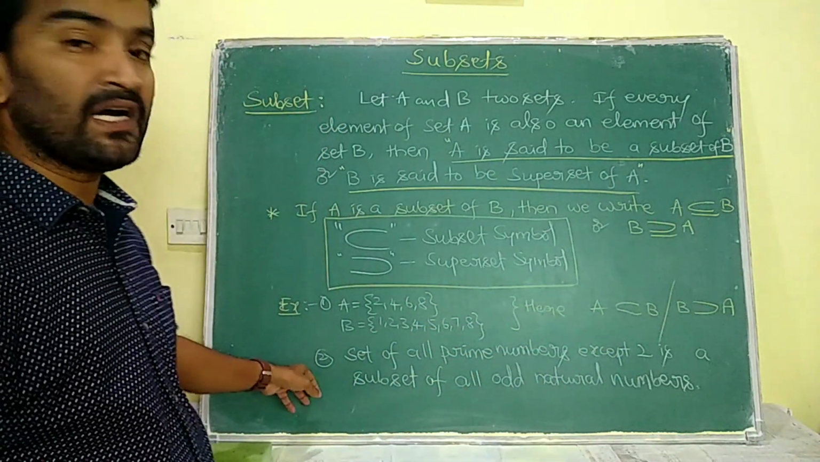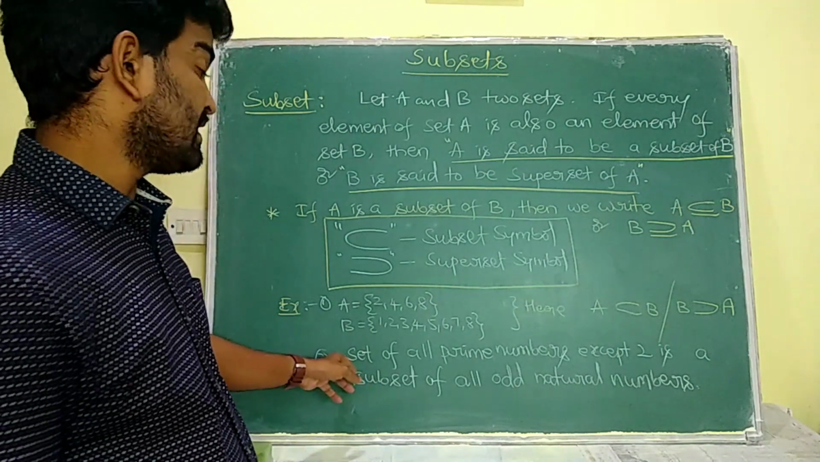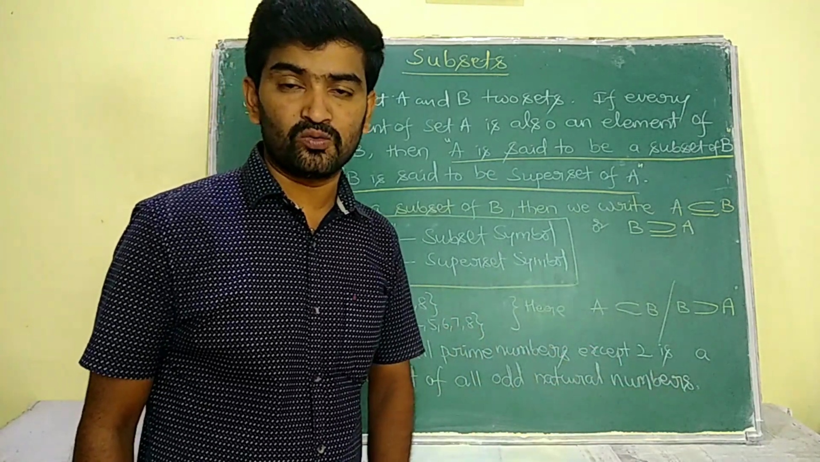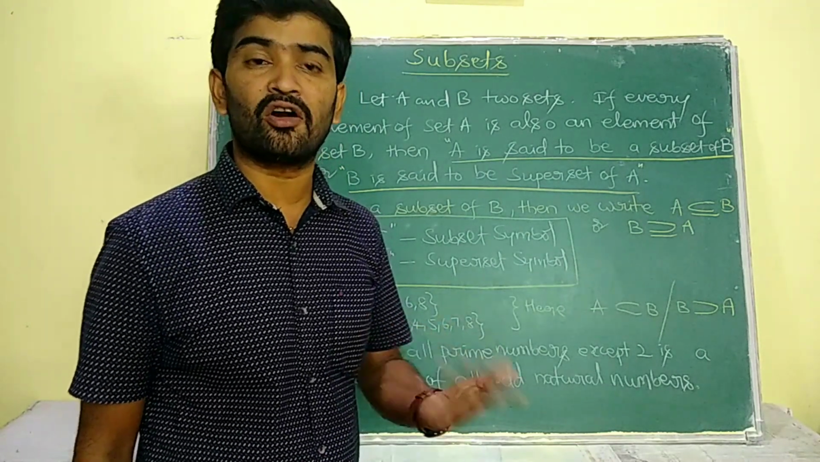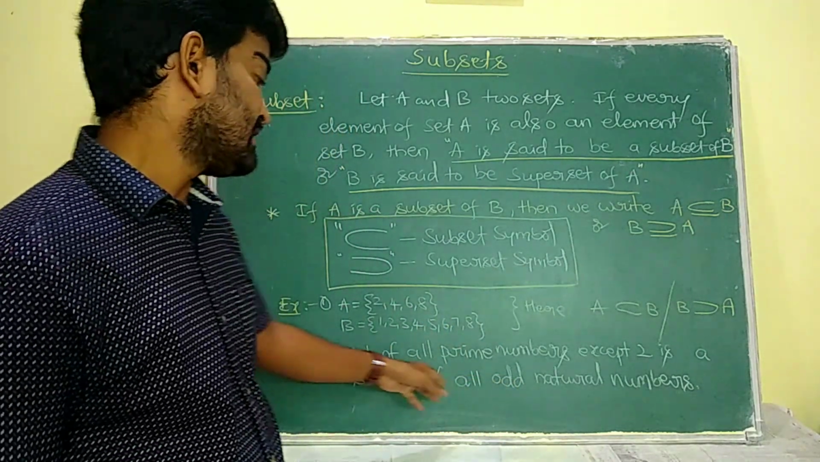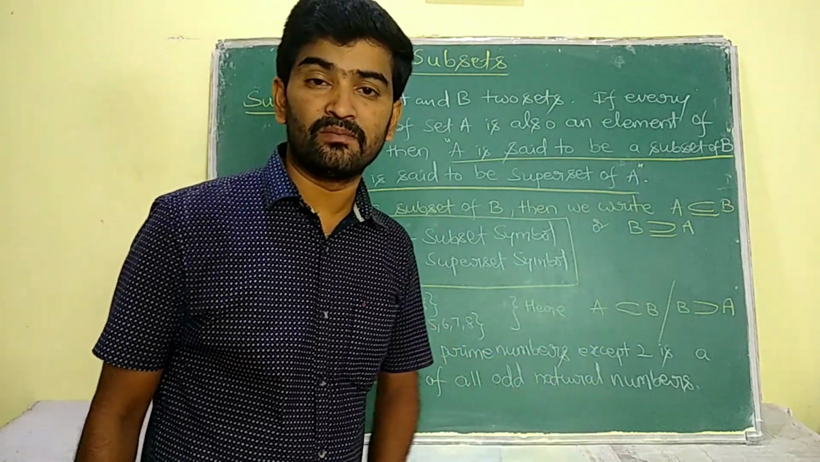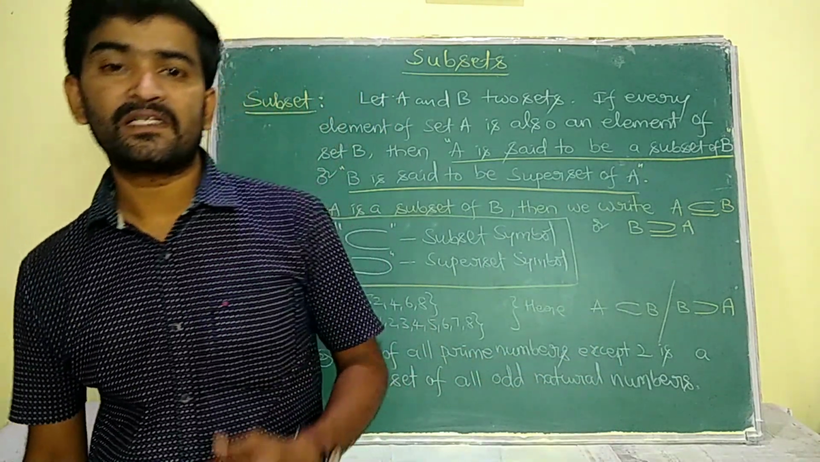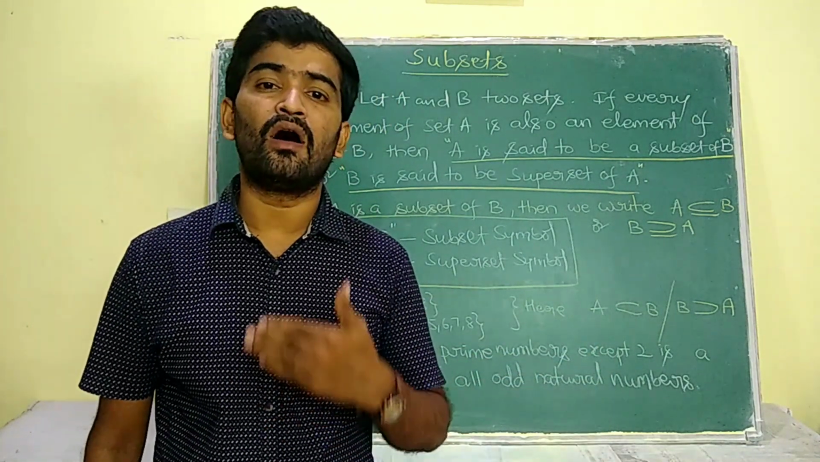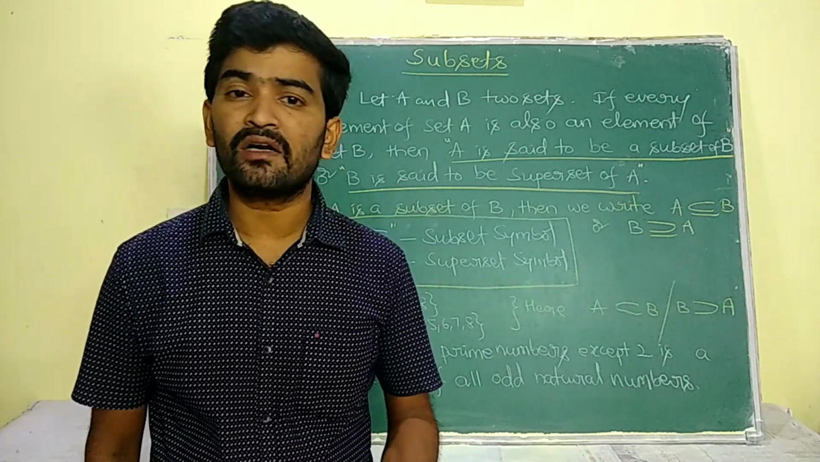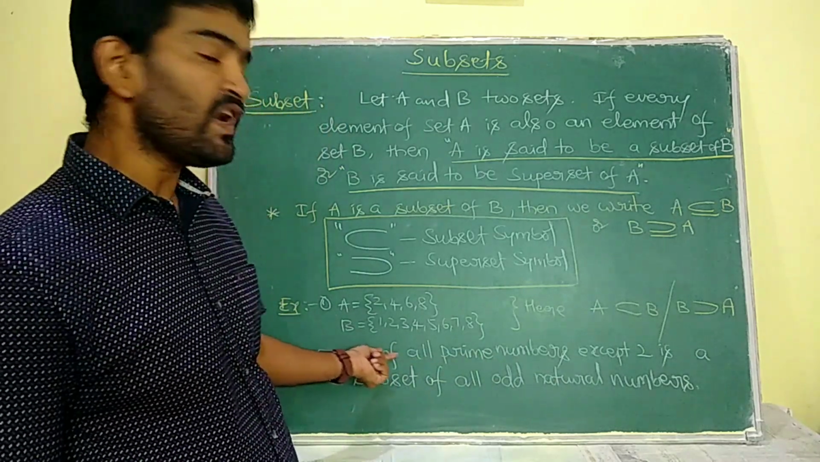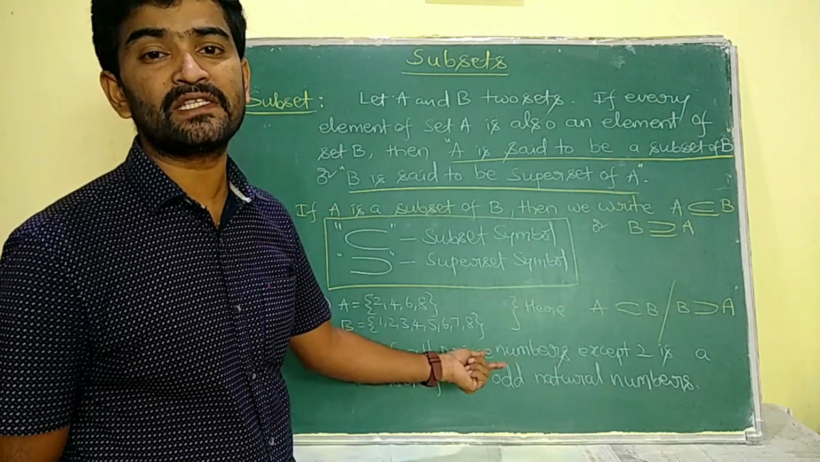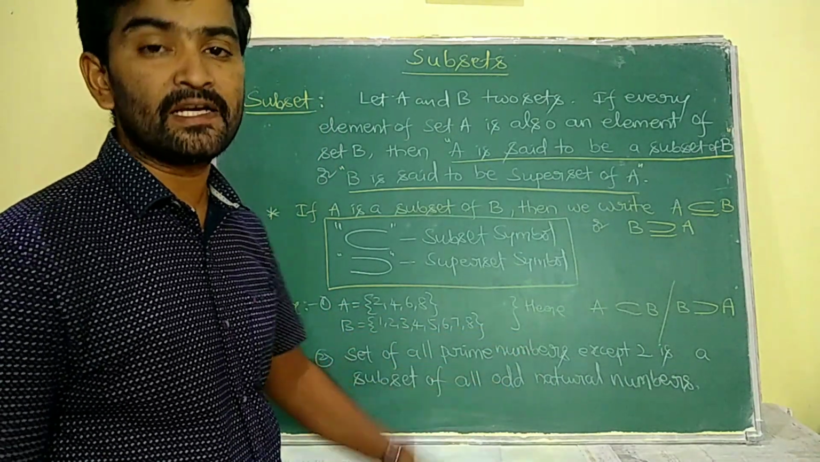Now coming to example 2. The set of all prime numbers except 2 is a subset of all odd natural numbers. Why? Because except 2, all prime numbers are odd numbers, as we know. That is why the set of all prime numbers except 2 is a subset of all odd natural numbers.